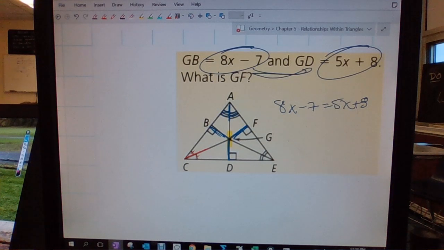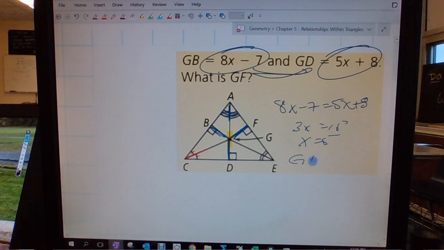If I do this, I think I get x to be 5, don't we? Yeah. So I get 3x equals 15, x is 5. There's no GF to plug back into. And GF, isn't it just GB?